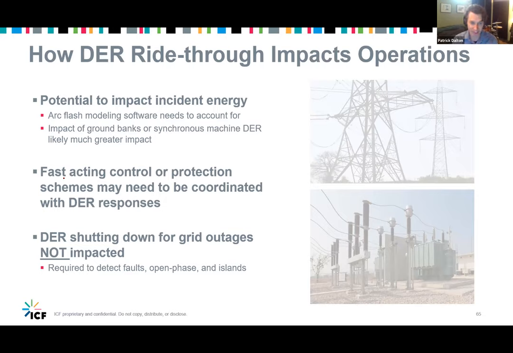And then the final thing I'd like to mention here is that there is some concern about DER not shutting down for grid outages now that it has this ride-through. But if we think back to that hierarchy of the prioritization of different responses, tripping for faults, open phase conditions, islands, that's required. Ride-through doesn't give DER a pass on any of that. So it's something to keep in mind that ride-through interacts with some distribution aspects, but some of these core safety elements just aren't really affected at all.